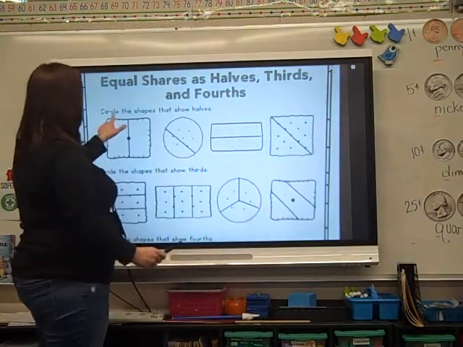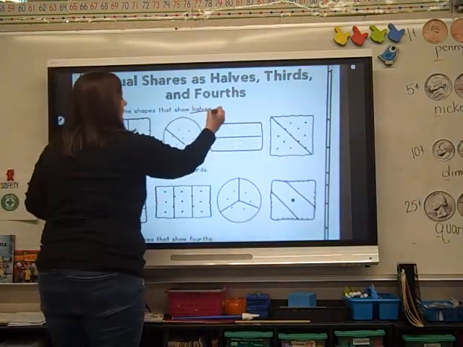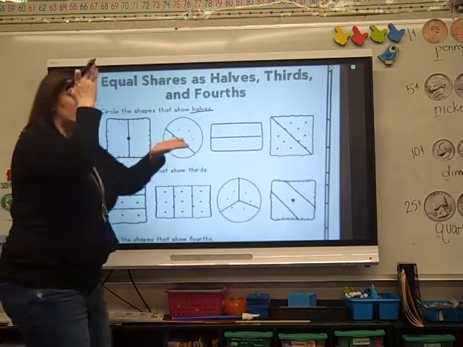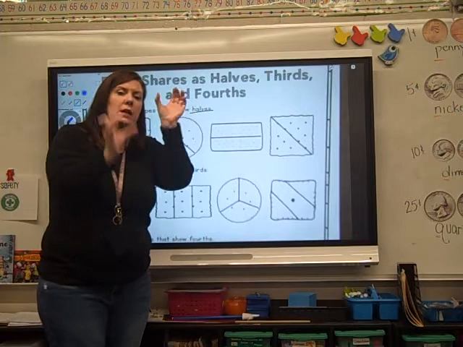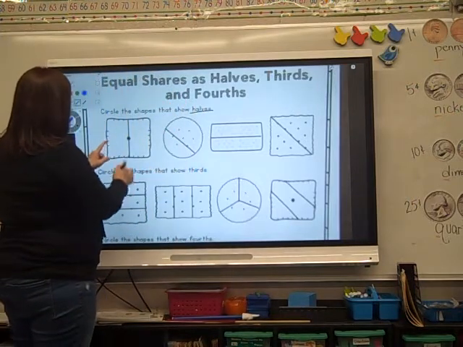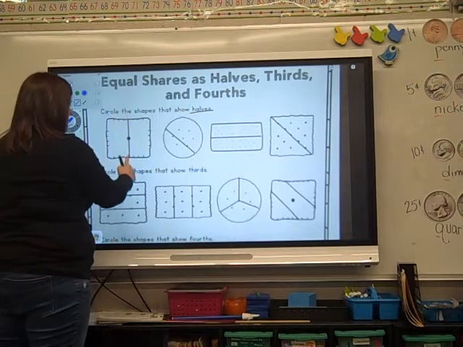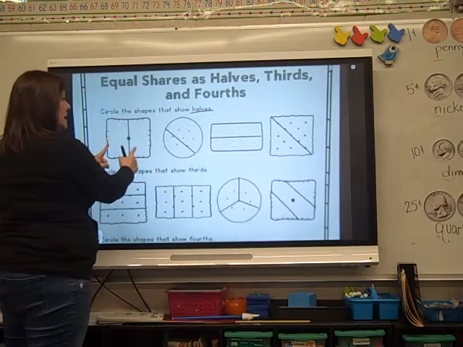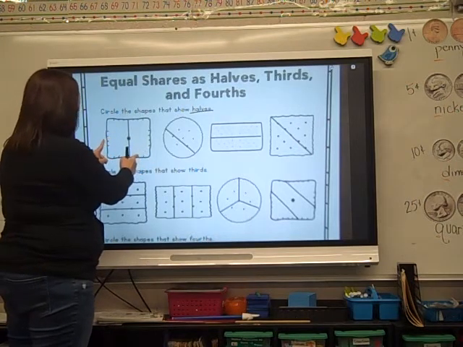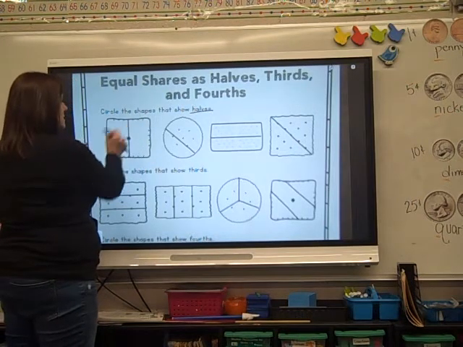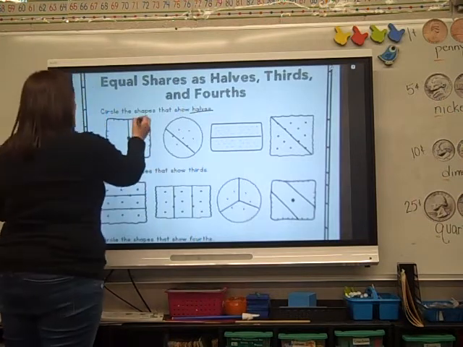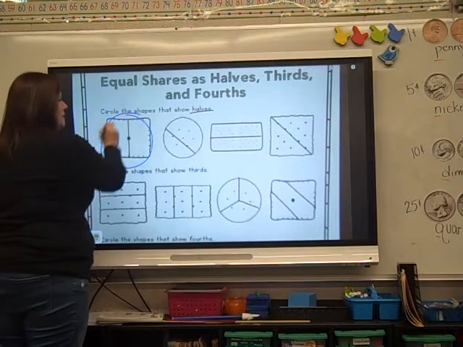All right. So it says circle the shapes that show halves. Halves, you're going to cut it into 2 pieces. 2 equal pieces. So let's look. Look at this first one. They cut it down the middle. Are these 2 pieces equal? Are they the same? Yeah, they are. If I gave you this piece and I got this piece, we got the same. So that is cut in half. So you got to circle it.